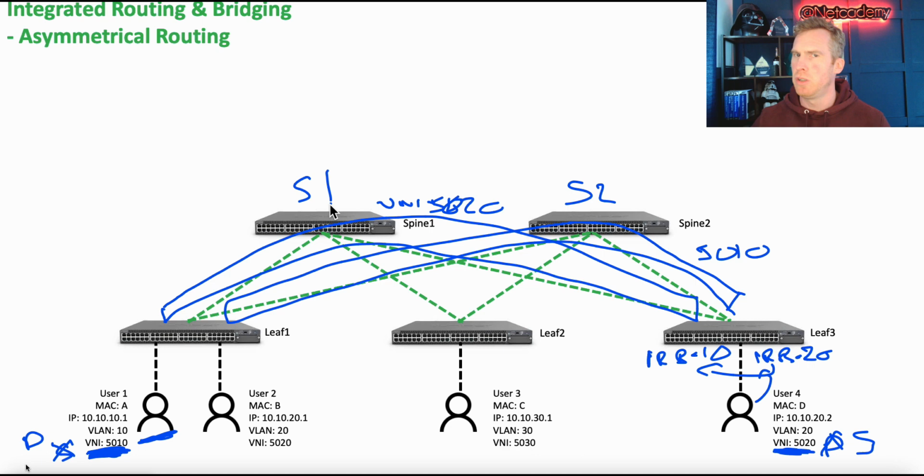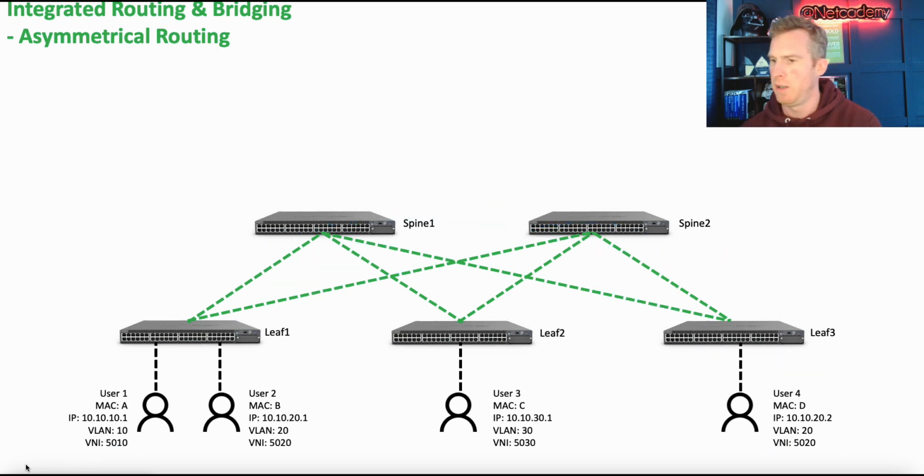But I said that I know of 2. The second one is when it comes to what it assumes in terms of the local VNIs. And you've probably noticed, I've not mentioned user 3 at all so far. And that's because user 3 with MAC address C is in VNI 5030, and that is aligned to VLAN 30.